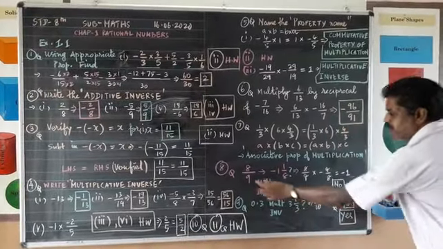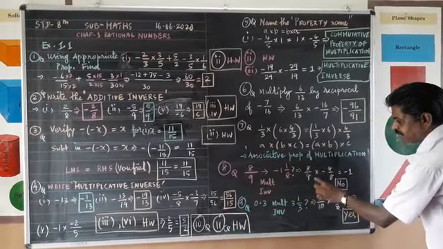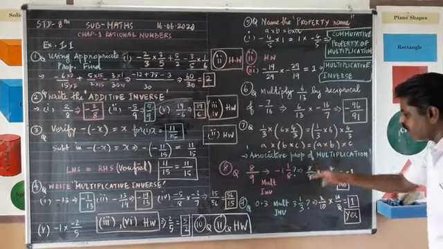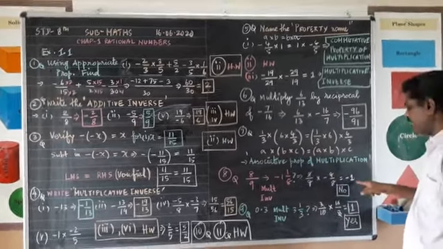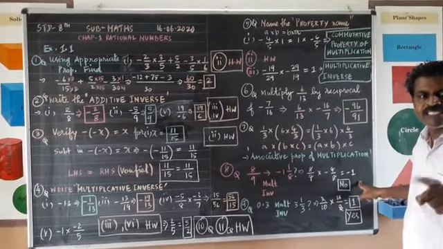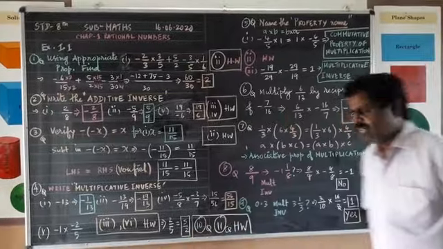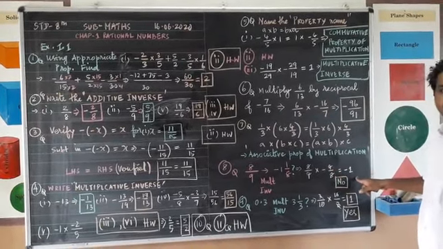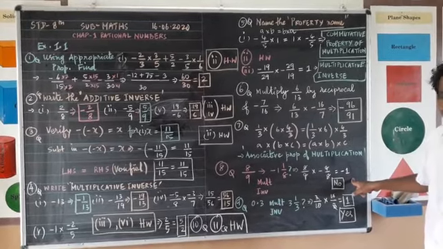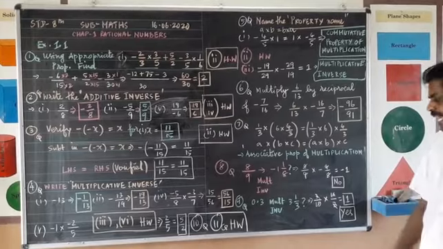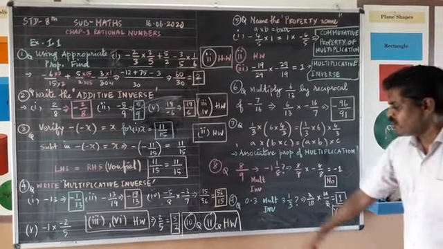You see here, first number is 8 upon 9. Multiply with this one, minus 9 upon 8. If you cancel it, what are you getting? Minus 1. No, you should get a positive 1. Then only it is a multiplicative inverse. Understood? So 8 upon 9 into minus 9 upon 8 will give you minus 1. It is not a multiplicative inverse of 8 upon 9. No. Understood? Then 9. Same story in 9 also.